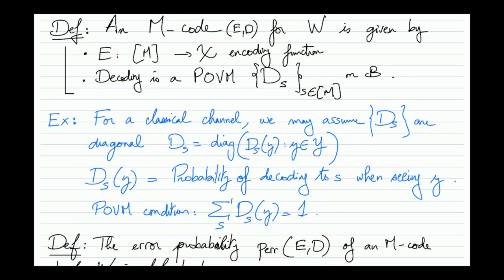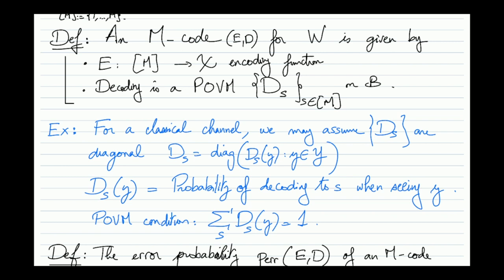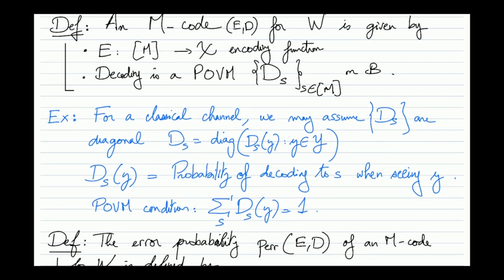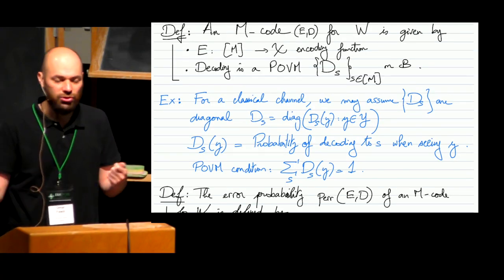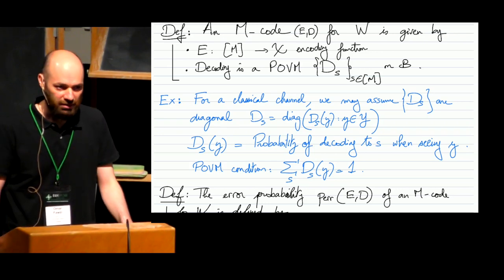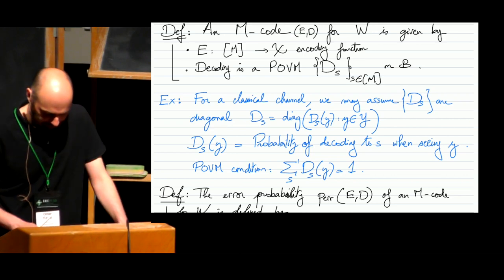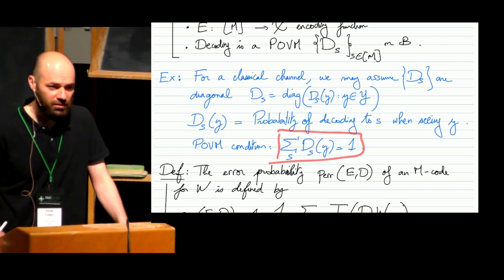Okay, so it's useful to think of the classical setting often. In the classical setting, the encoder is clear, but how do I interpret these D_s now? In this case, we may assume there's no need to go beyond the diagonal, and D_s can be seen as a diagonal matrix with entries D_s(y). The way I interpret this number D_s(y) is the probability of decoding to s when I see y. So you imagine that my decoder is a probabilistic operation. It takes as input y, and it can toss some coins, and as a function of these coins and y, it outputs an s. And of course the POVM condition ensures that this is a valid probability distribution.